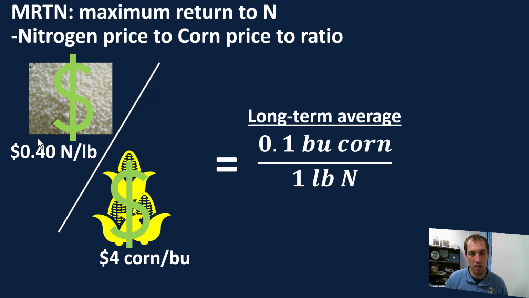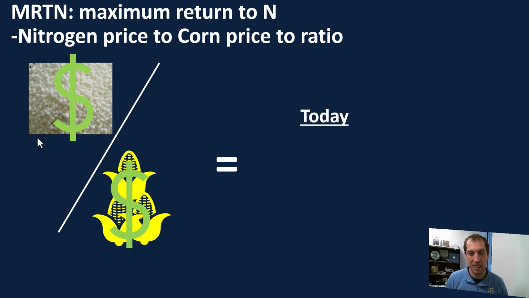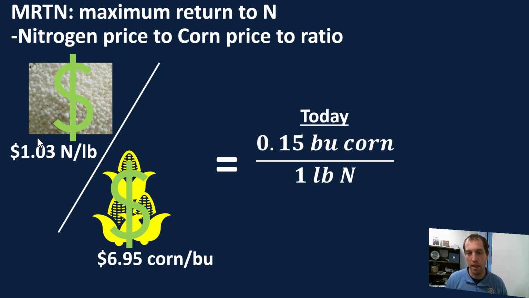But this is our long-term average. Today's average is a little different. We're at around $1.03 nitrogen and $6.95 corn. If we do the math there, we need to increase yield by about 0.15 bushels of corn for every pound of N. So you can see just from that, we went from 0.10 bushels to 0.15 bushels.